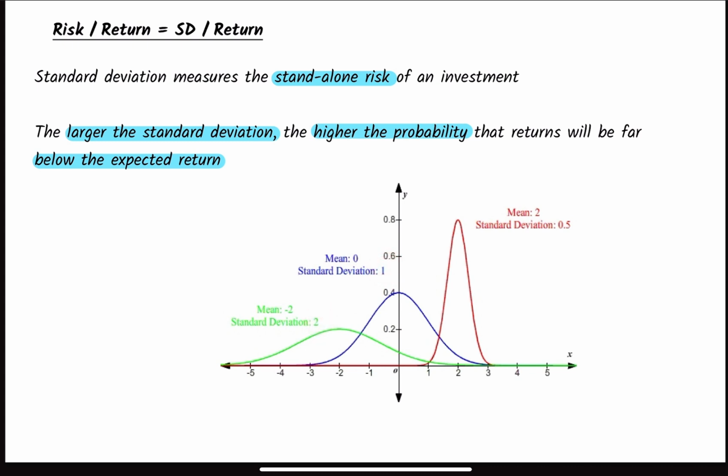So given what we just learned, the riskier investment is going to be the green one, where we have a standard deviation of 2. The least risky is going to be the one in which we have a standard deviation of 0.5. So we want a smaller standard deviation, and we'll have a lesser probability of having returns below the expected return.